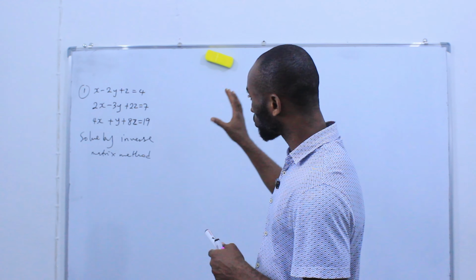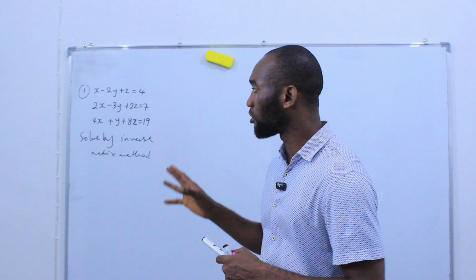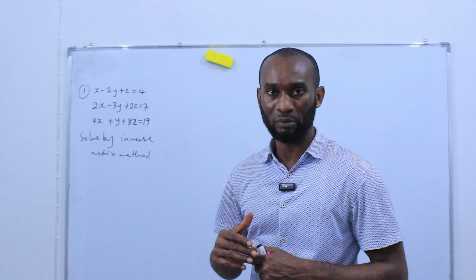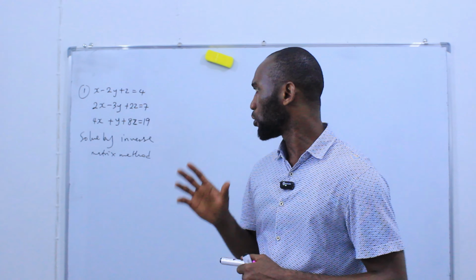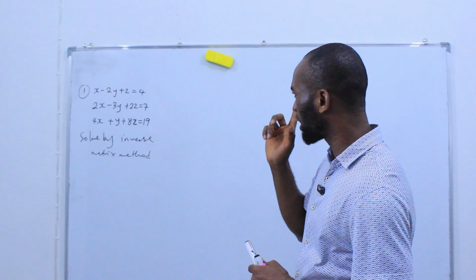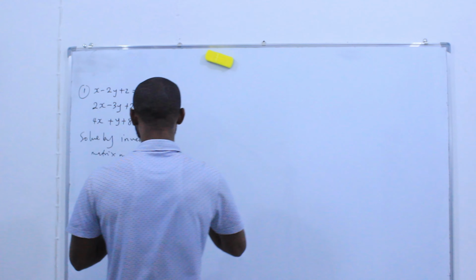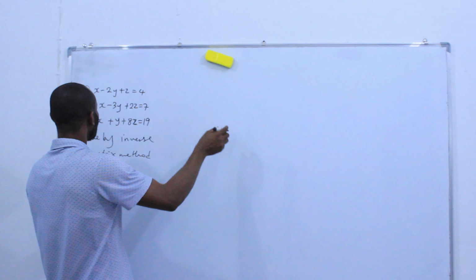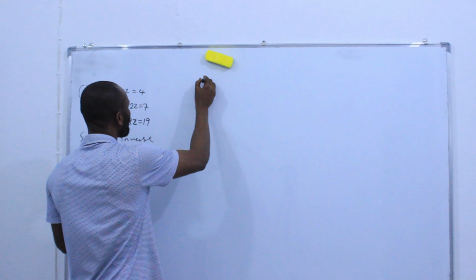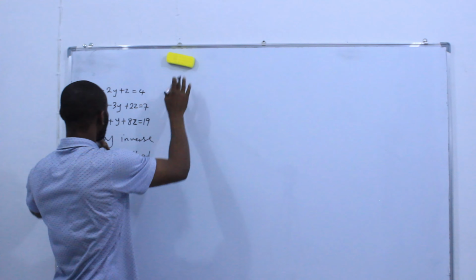Okay, now what we have on the board is how to solve that system of linear equations using the inverse matrix method. So we're going to look at, first of all, bringing out the matrix and setting the system in the form AX = B. Okay, let's see what we're going to do here.